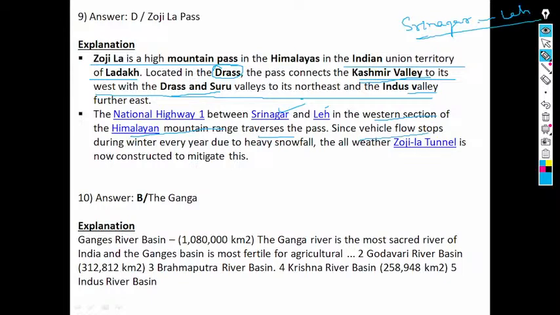Since the vehicle flow stops during winter every year due to the heavy snowfall, the all-weather Zojila tunnel is now being constructed to mitigate this. The Zojila tunnel is being constructed.